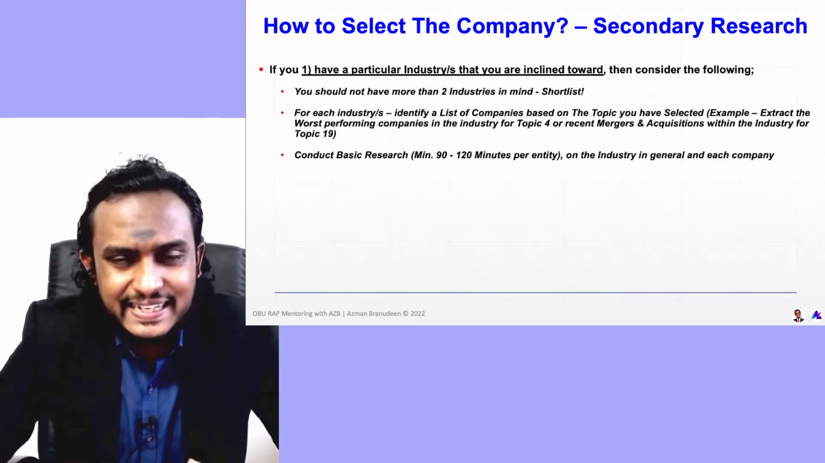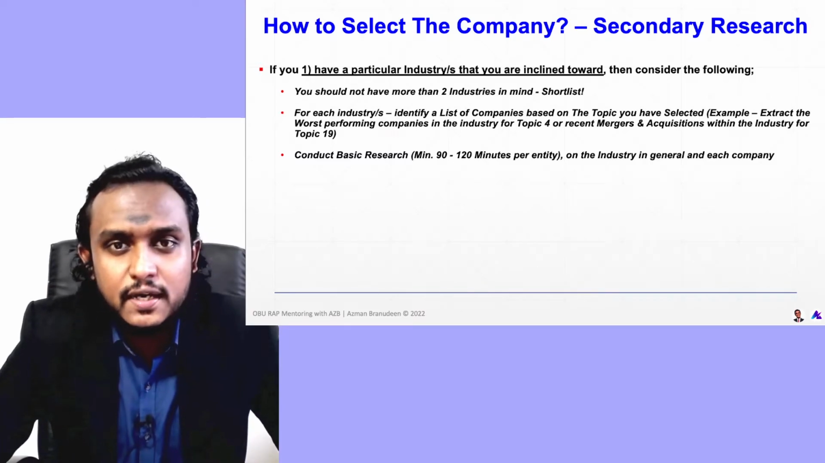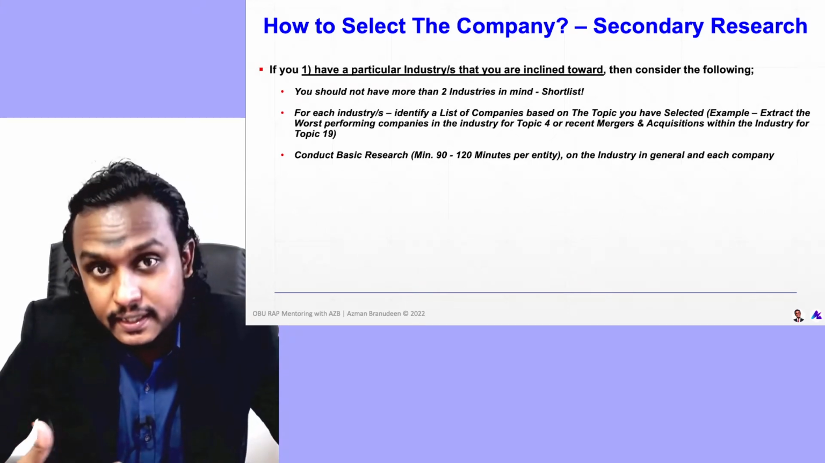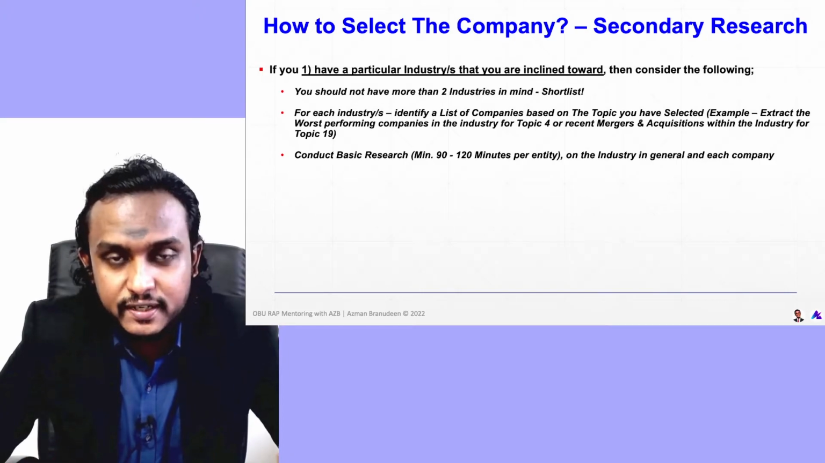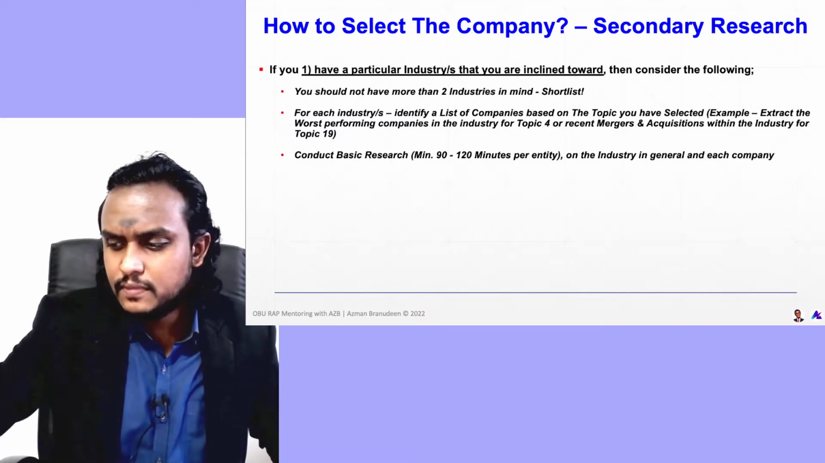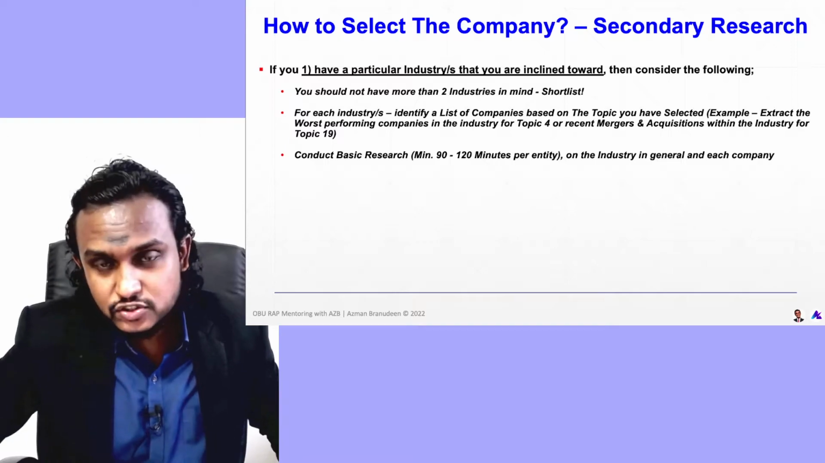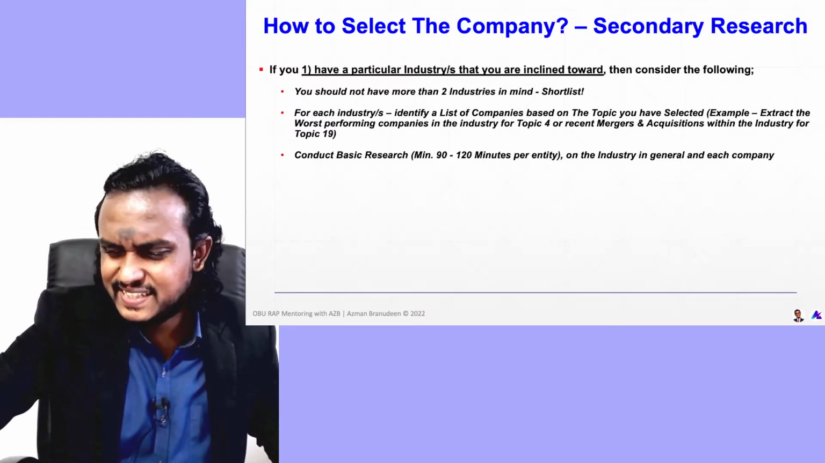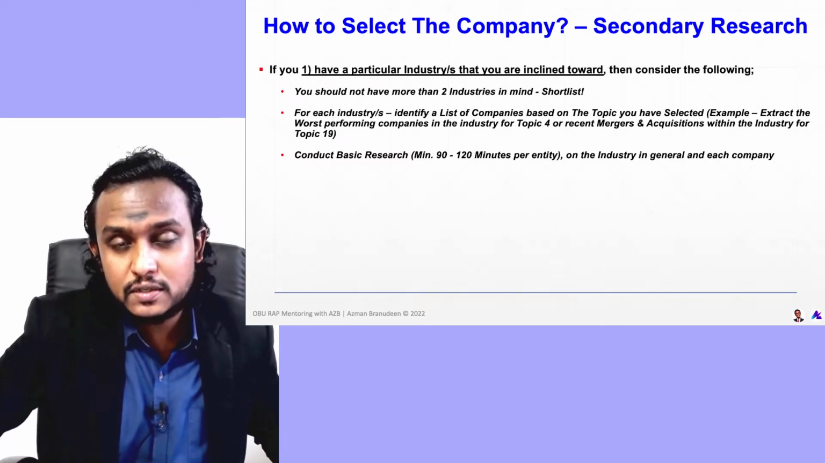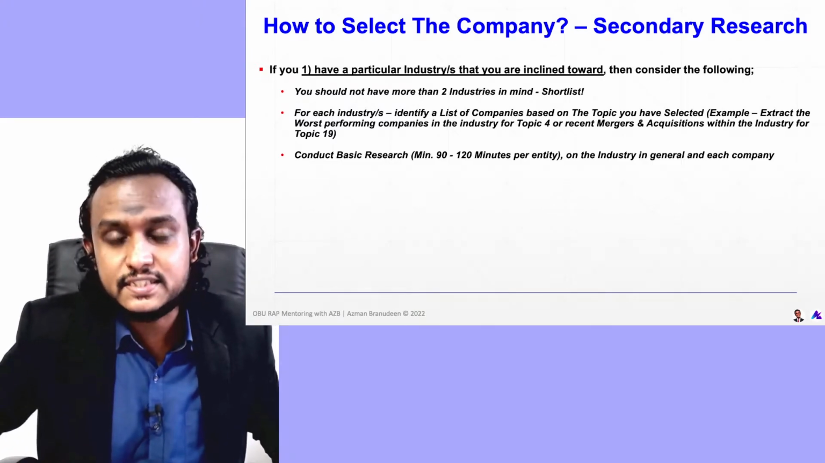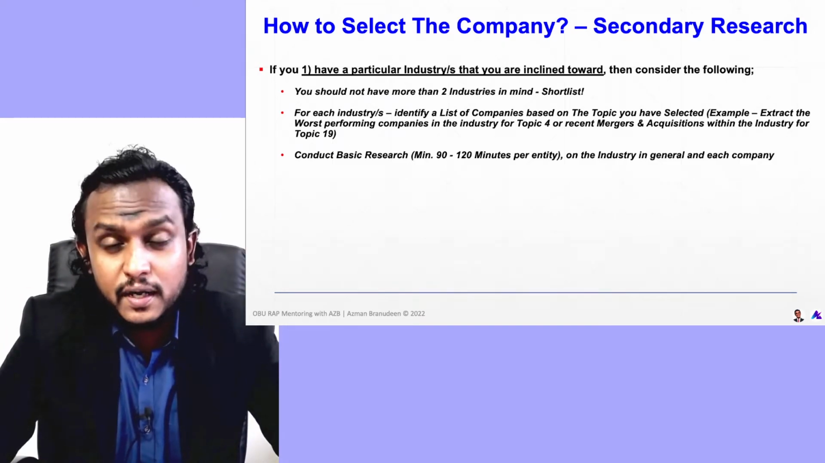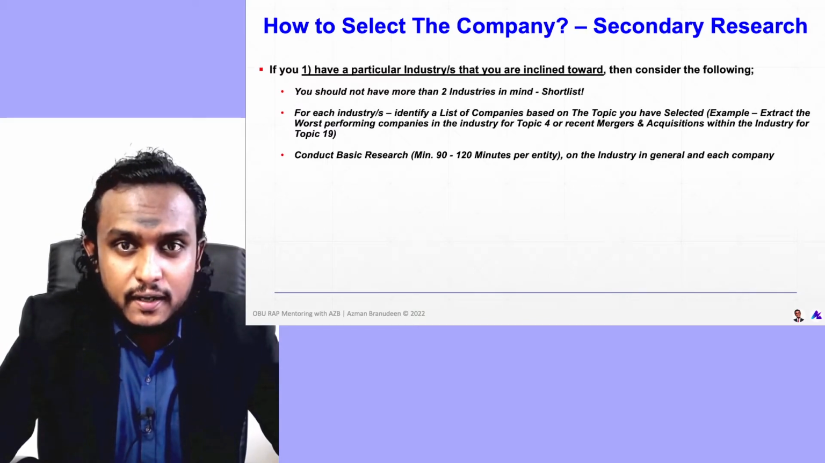You're going to spend about 90 minutes to at least 2 hours per company that you have shortlisted or identified in that industry, and a little bit of time on information within the industry in general as well. Let's say, for example, you've decided that retailing is the industry. Within retail, you've selected, let's say, Sainsbury's and Tesco as the 2 companies. Now what you're supposed to do is spend about a couple of hours on both of these companies, researching them. Basic research, reading about them, the main information.